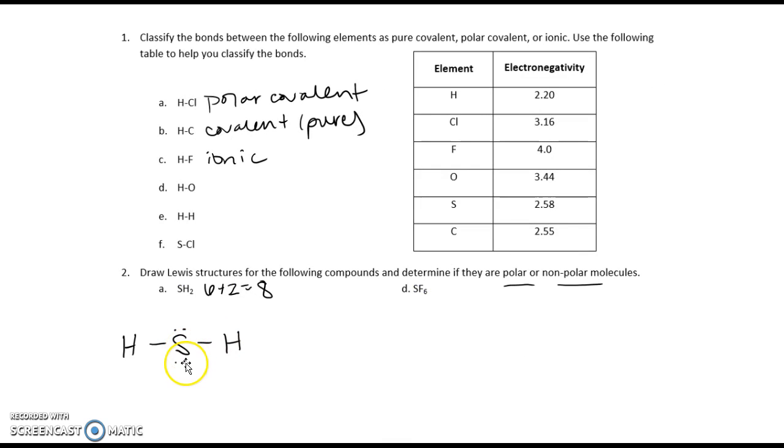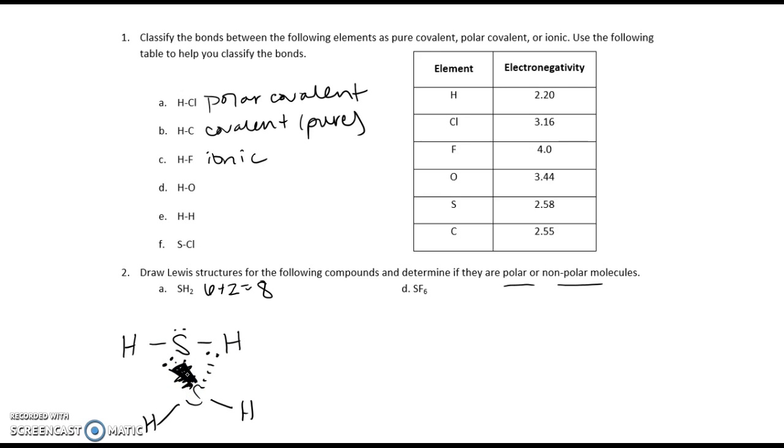If you look at your VSEPR table from your notes the other day, we have a 2-2 structure, 2 bonds, 2 lone pairs, which is going to be a bent orientation. You're going to have something that looks like this. You've got a pair that's kind of going back into the computer and a pair that's coming out at you.